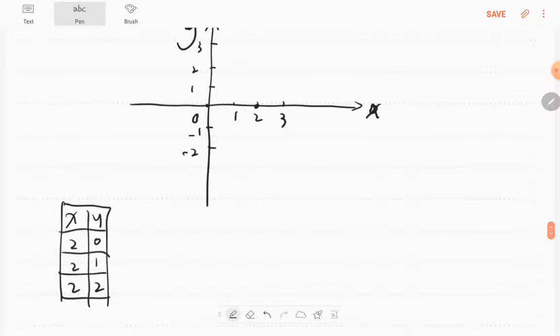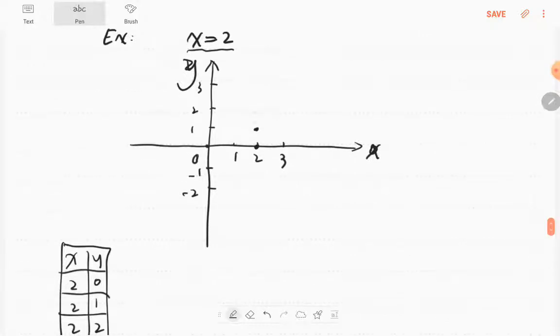Let's check the second point, (2, 1). It's still 2, but this time the point will be like this, (2, 1). And (2, 2) will be like this one. Of course, we can also find (2, -1) and (2, -2), but the x value is fixed. If we connect all three points, we will get a vertical line. This vertical line is called x equal to 2. So x is a fixed value, and it will be a vertical line.